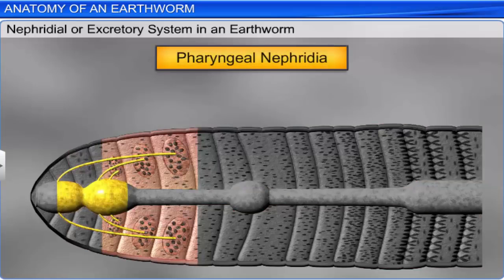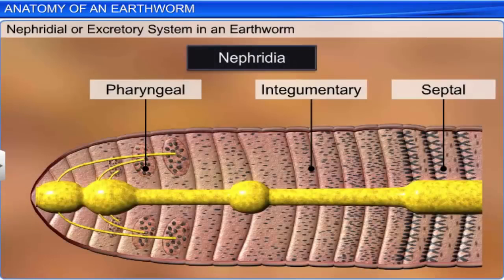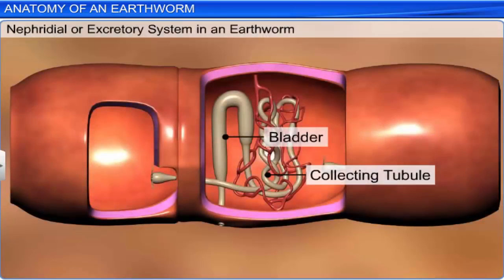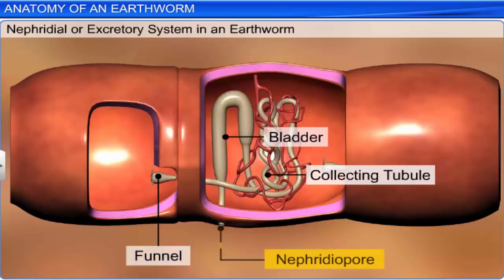The pharyngeal nephridia occur as paired tufts on either side of the pharynx and esophagus from the fourth to the sixth segments. All three types of nephridia have similar structures and regulate the volume and composition of body fluids. Each nephridium has a funnel that collects excess coelomic fluid. This funnel links to a tubular part of the nephridium from where waste is discharged through nephridiopores.